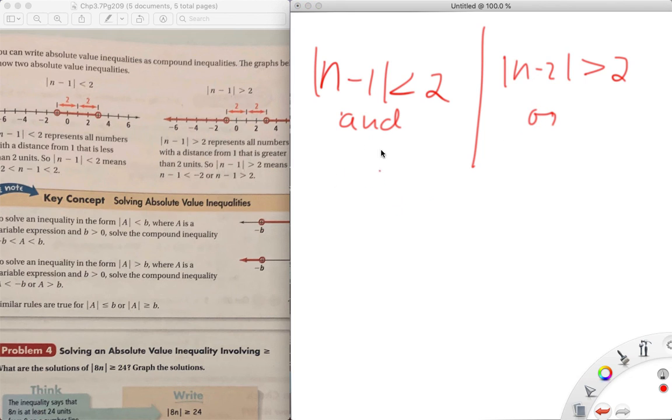So when I graph this, this is going to be n minus 1 is greater than 2, just like on the left-hand side. When you do the other side, it's going to be 2, but it's going to be negative 2, right? Because it's both scenarios. And then also the inequality should stay the same.